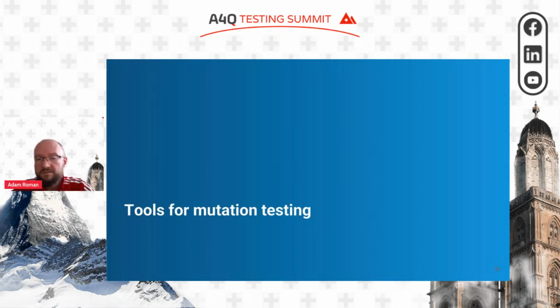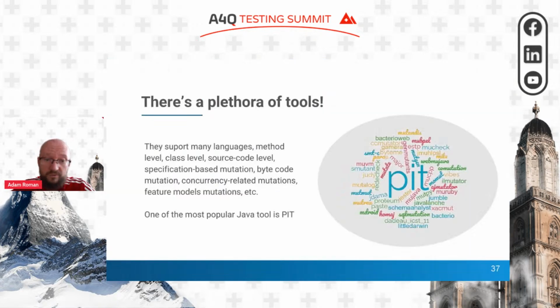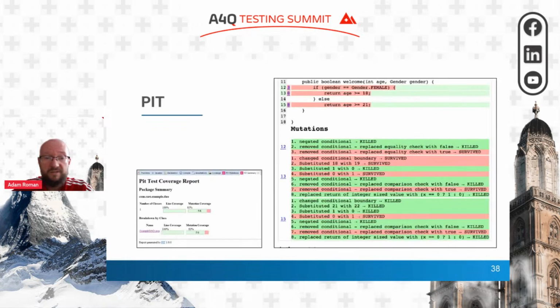And now, at the end of this presentation, I would like to say a few words about tools. There are really a lot of tools for mutation testing. Here is a cloud of words, which are the names of these tools. Some of them are very popular. For example, for Java, there is a very well-known tool called PIT, a testing tool. So it can be used by Java developers.